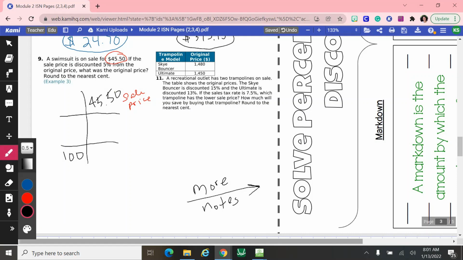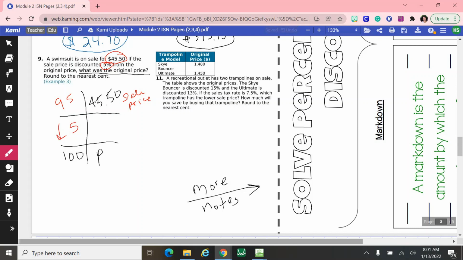It says that it was discounted by 5%. So I'm going to put a markdown of 5 right there, which means what did we end up paying for it? 95% of what it was originally offered for. The question was, what was the original price? The original price is in the same location in our organizer as the original amount. But because we're talking about money, we're using the word price.